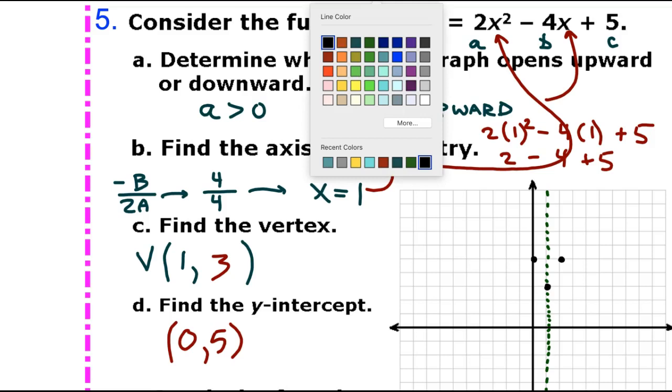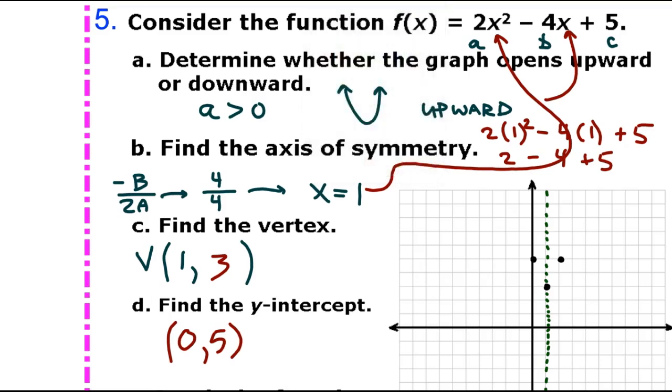And we said that this was happy, right? So it's going to open upwards, which means the vertex is a minimum. That's a pretty darn good looking parabola there myself.